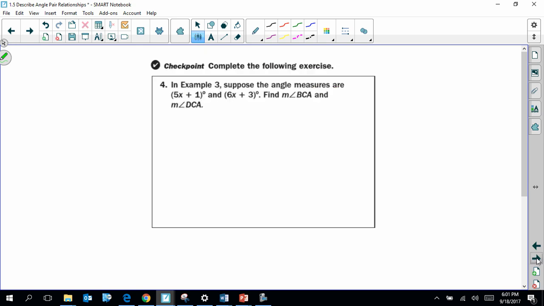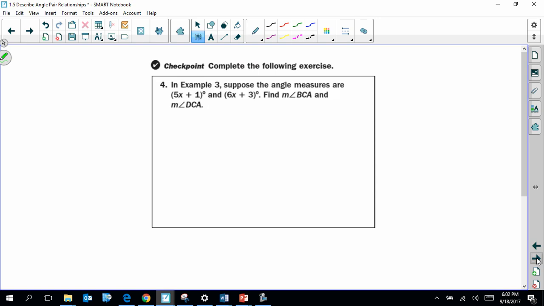So now moving on, here is another example, very similar to what we did before. We're still looking at the diagram in example 3, but the expressions that we have are different, therefore the measurements of our angles will probably be different. So go ahead and pause the video, work out problem number 4. When you have your answer, come back and compare your work with mine and see how you do.